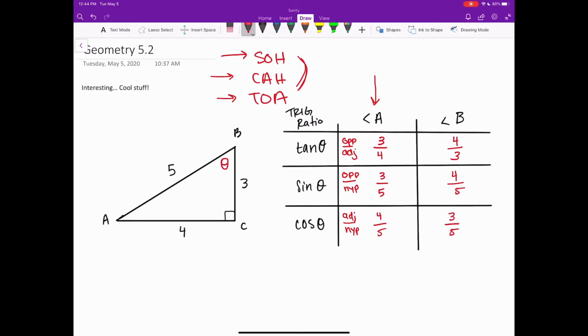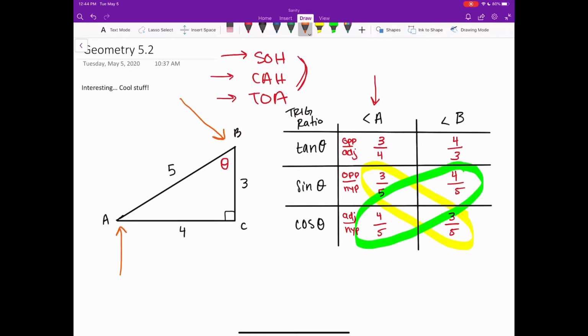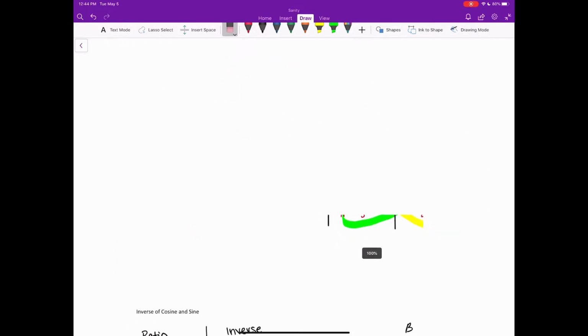One thing we could notice is that the 3/5 and the 3/5 here are the same, and I also have the same ratio here, the 4/5 and the 4/5. So what exactly does that say? That says that the sine of one acute angle is going to be the same ratio, the same measurement, as the cosine of your other acute angle. Pretty darn cool. Nice and handy.